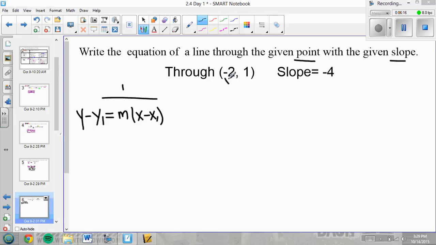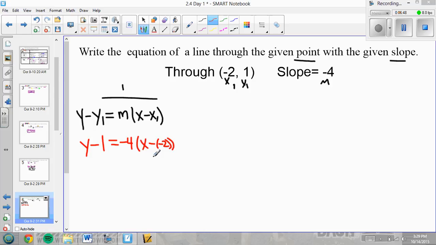So I'm going to go up here and label x1, y1, and m. I'm going to take all that info they give us and plug it in. I know y1 is 1, so y minus 1 equals m, which we know is negative 4, times the quantity of x minus, we have a negative 2, so minus negative 2.